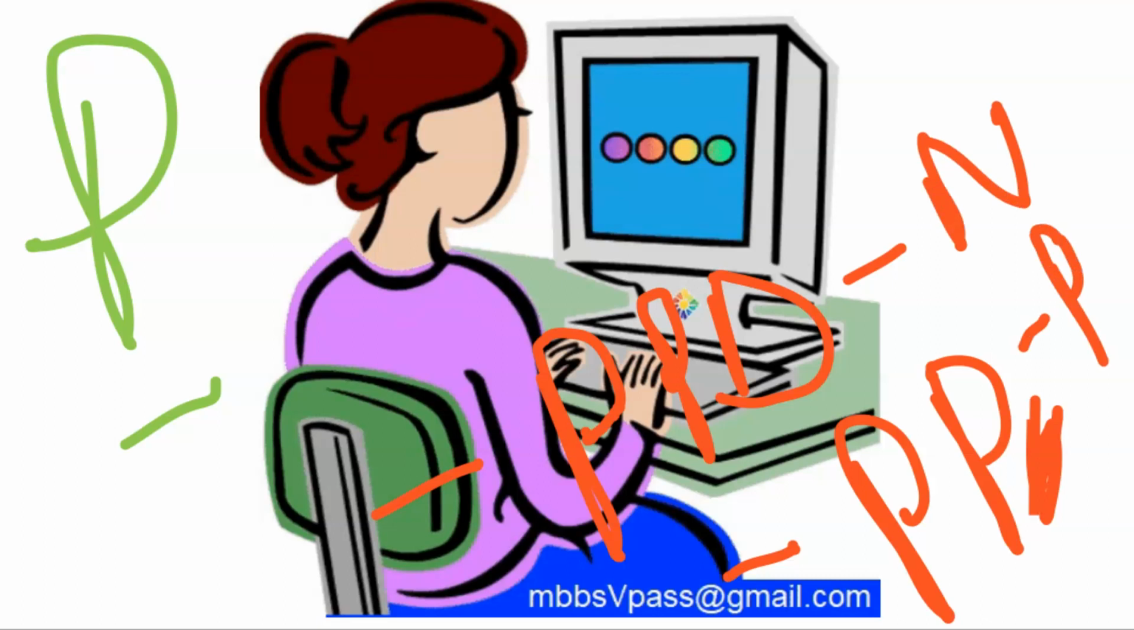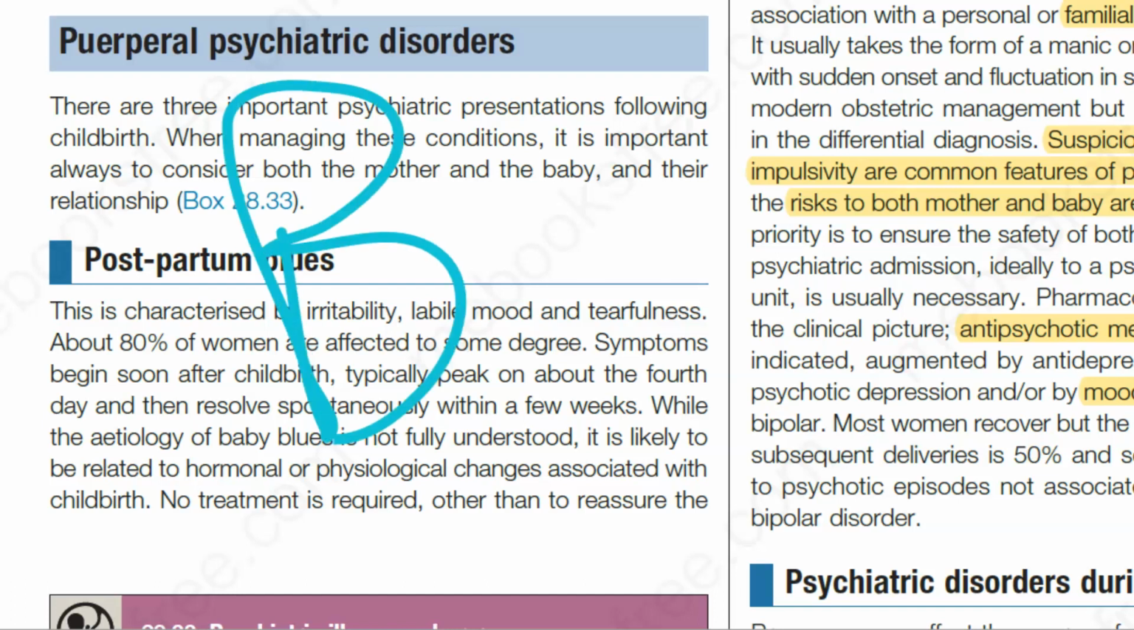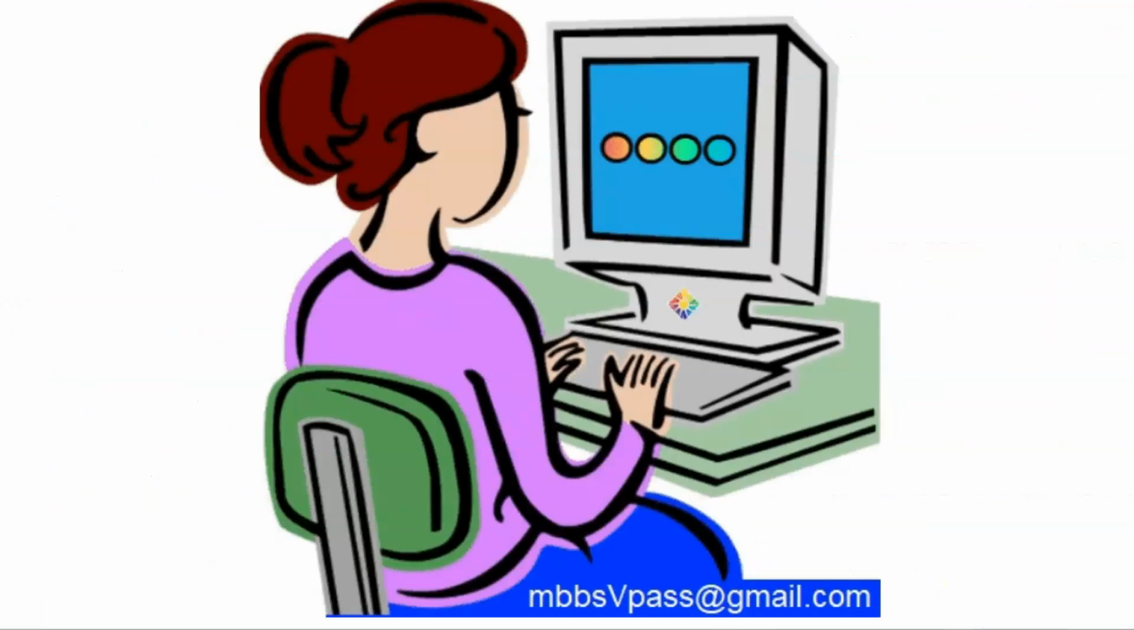There's one more here that you should know. That is postpartum blues, okay? So please note that one more thing is the postpartum blues. So what are the three things? Blues, depression, and psychosis. So how is it going, people? Did you understand? Postpartum blues, postpartum depression, postpartum psychosis.